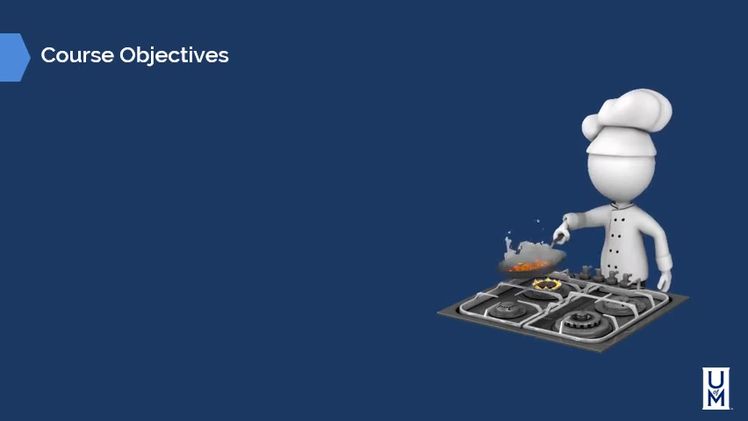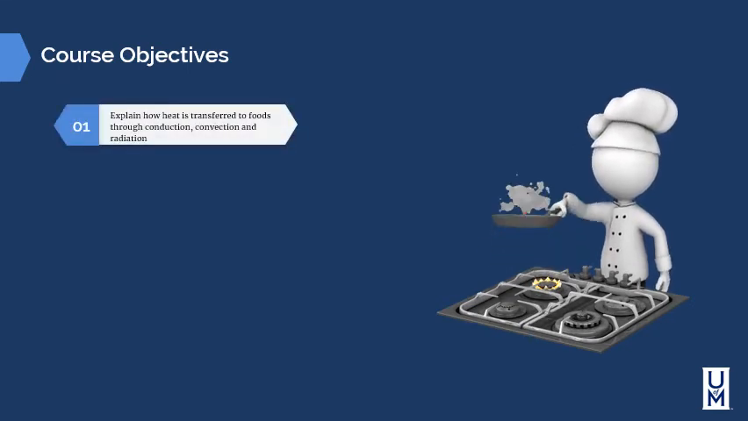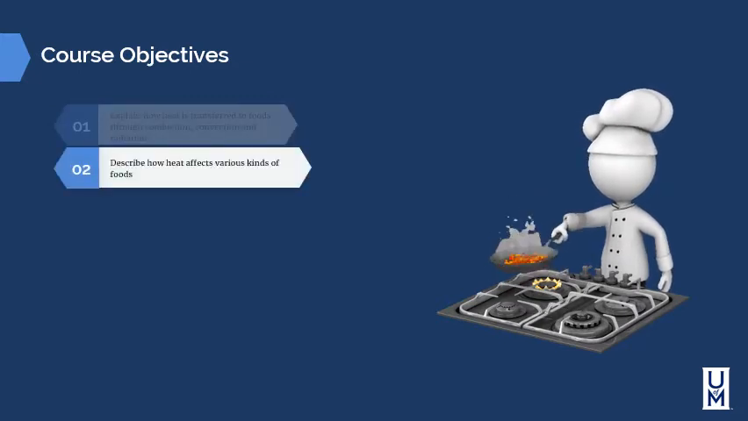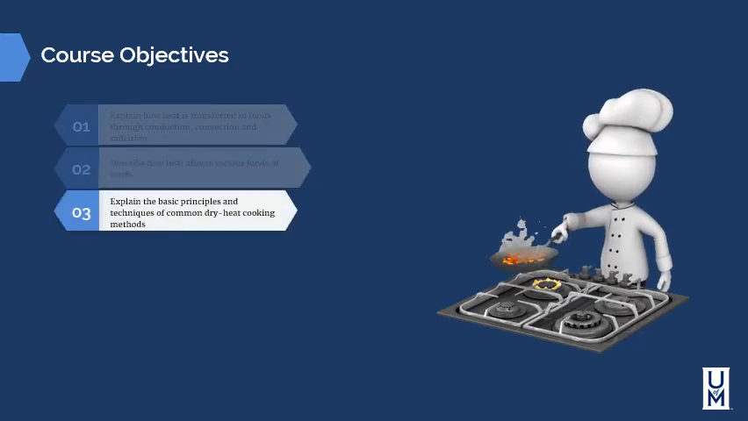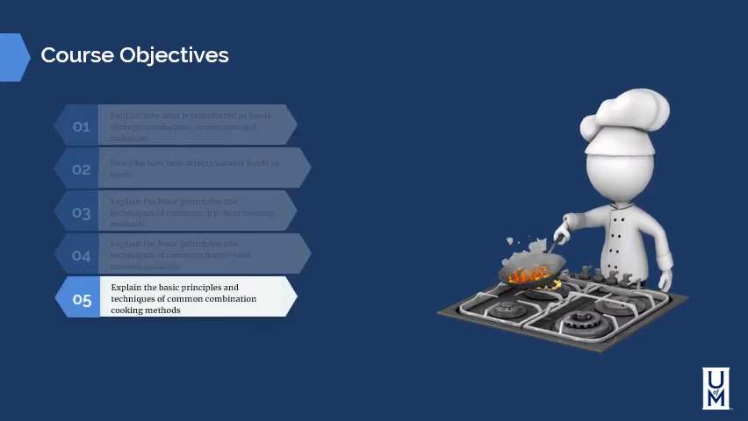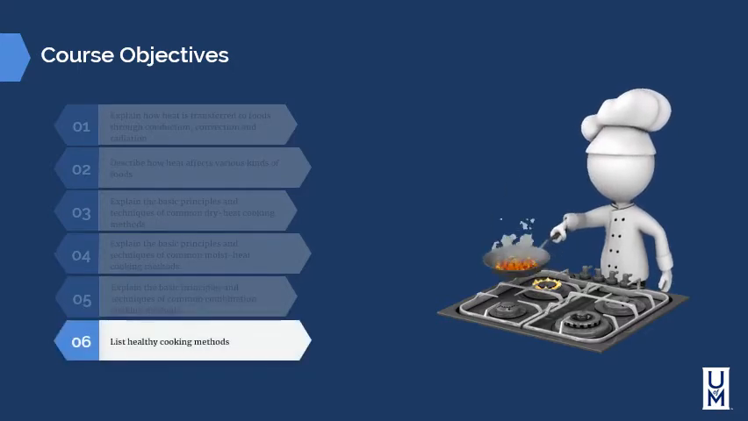The objectives for this module are: explain how heat is transferred to food through conduction, convection, and radiation. Describe how heat affects various kinds of food. Explain the basic principles and techniques of common dry heating cooking methods. Explain the basic principles and techniques of common moist heat cooking methods. Explain the basic principles and techniques of common combination cooking methods.